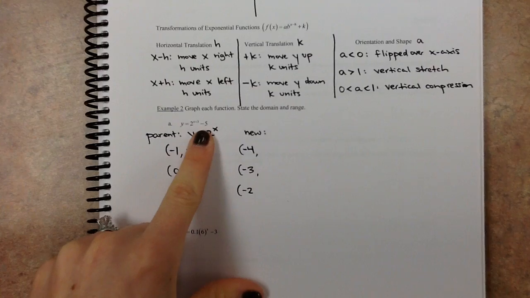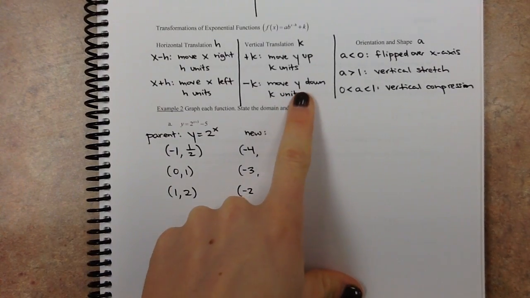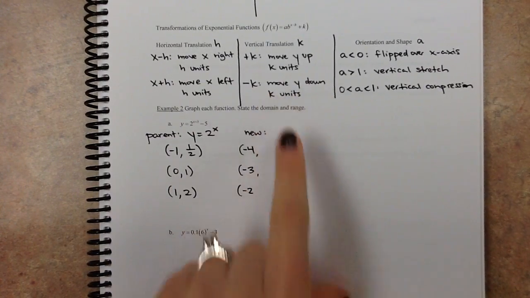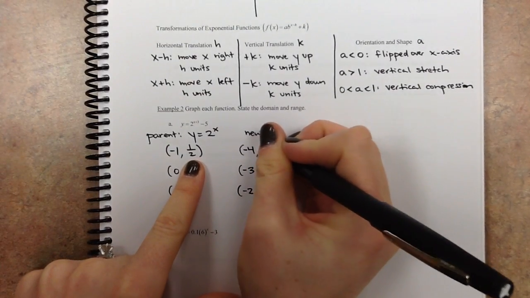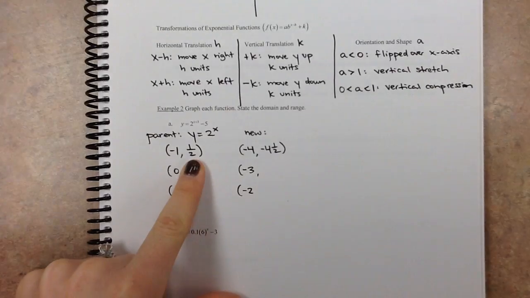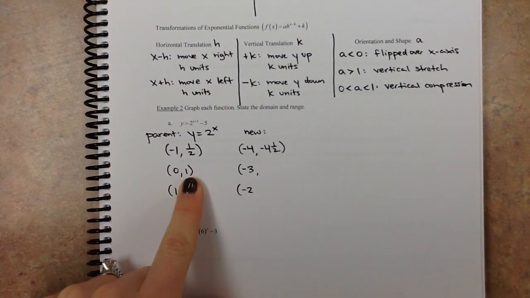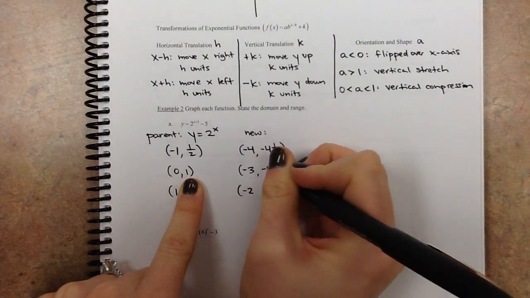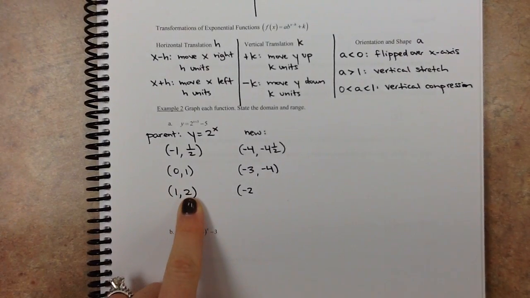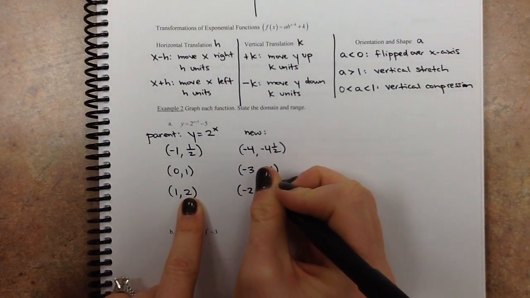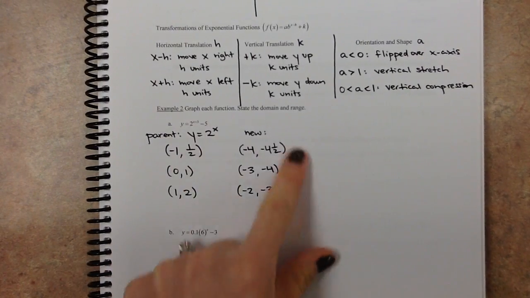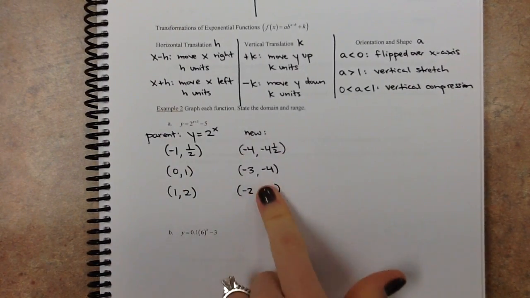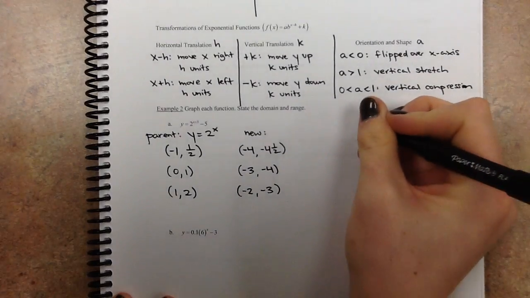And then -5, I'm going to move the y values down 5 units. So from 1/2, if I go down 5, I'm going to be at -4.5. And then if I start at 1, if I subtract 5, I'll be at -4. And if I'm starting at 2 and go down 5, I'll be at -3. Okay, so once you take these little quantities here and make the transformations, you're going to plot this as a new graph.